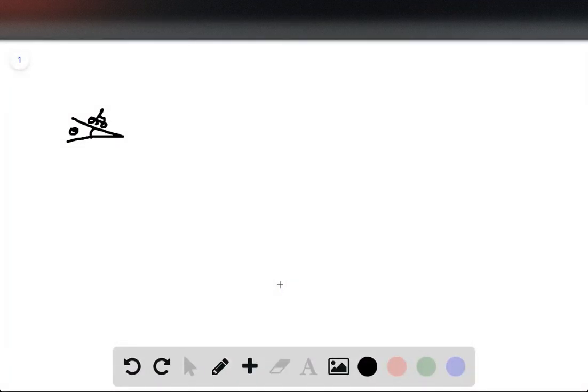This is problem 72 from chapter 4. If a bicyclist of mass 65 kilograms, including the bicycle, can coast down a 6.5 degree hill at a steady speed of 6 kilometers per hour because of air resistance, how much force must be applied to climb the hill at the same speed and the same air resistance? So I've drawn a little picture here.